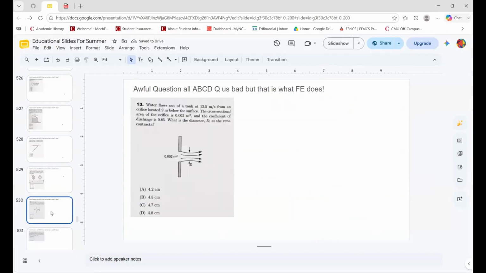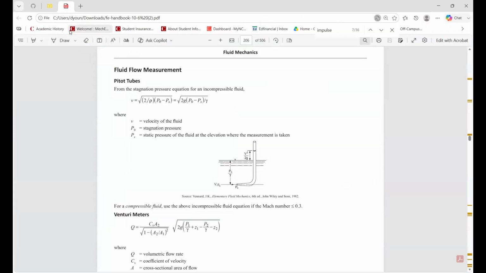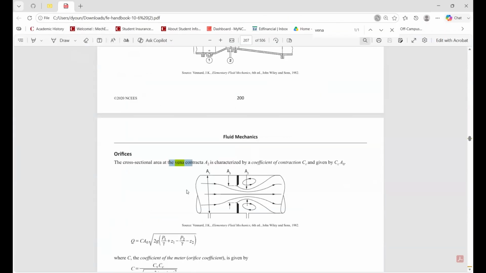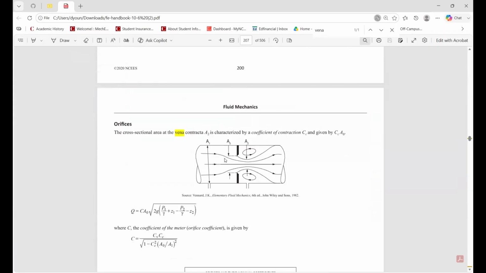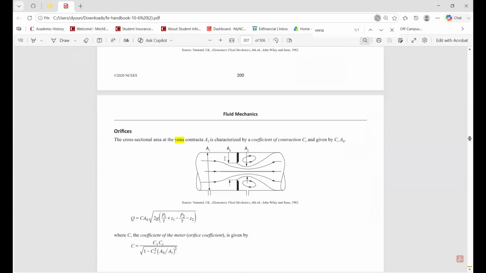Anyways, water flows out of the tank at 12.5 meters per second from the orifice located over here, 9 meters below the surface. Ooh, okay. The cross-sectional area of the orifice is 0.002, and the coefficient of discharge is that. What's the diameter of the vena contracta? That vena contracta, there's no way that there's no, like, there you go. The contract. I also want to say, hell no, there's no way that the person making this decided not to give a shortcut for this one.